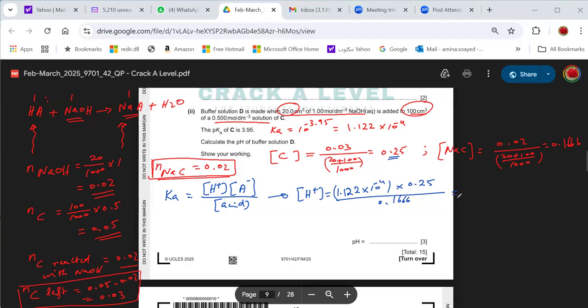So I got 0.30168. And so to get the pH, it is equal to minus log of this value that we got. So I got 3.77. So this is the pH of the buffer. It is 3.77.